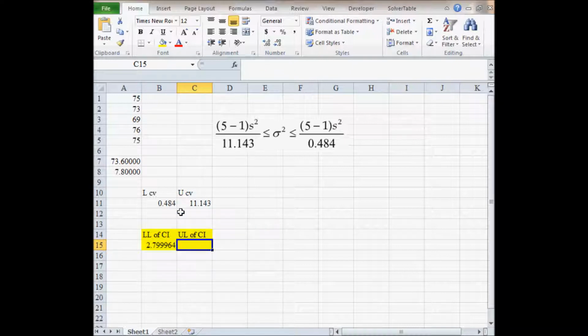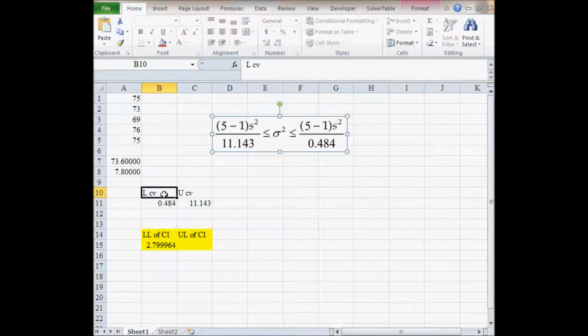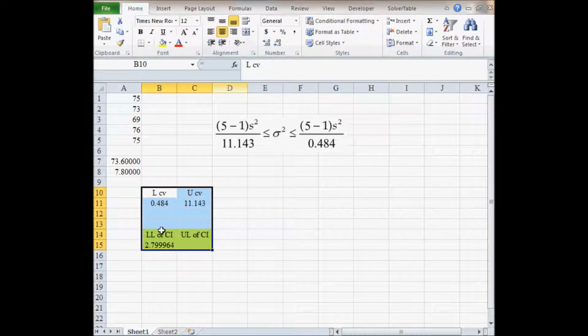So you kind of crisscross. This number goes down here. This number goes up here. When I divide a number by something that's big, I get something small. When I divide something by something small, I get something big, which is why you crisscross.